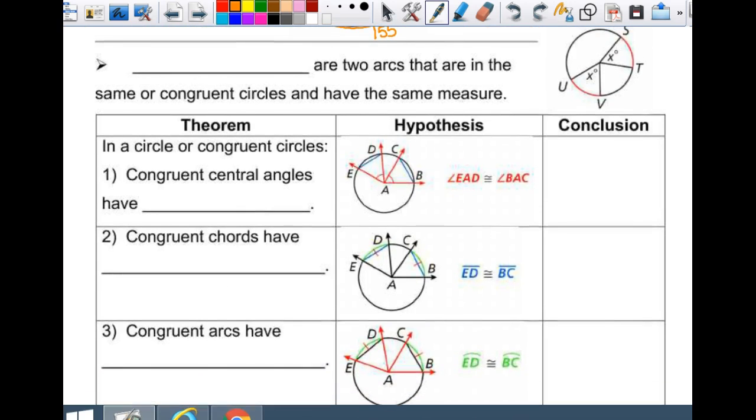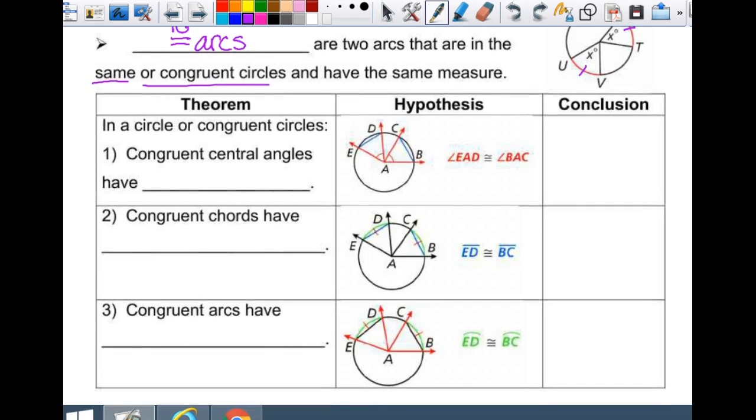Okay. All right. So next thing is congruent arcs. Congruent arcs are two arcs that are in the same or congruent circles, so they could be in two different circles, and have the same measure. So that should make sense, right? So if we know that these two angles have the same measure, that means the arcs have the same measure, which means they're congruent. And you mark them congruent like you would line segments with the little hash marks.